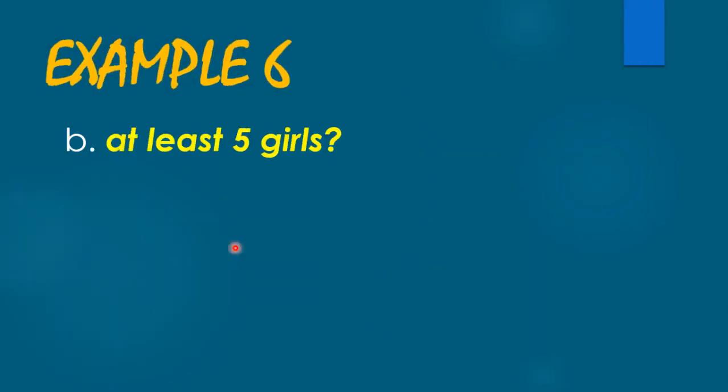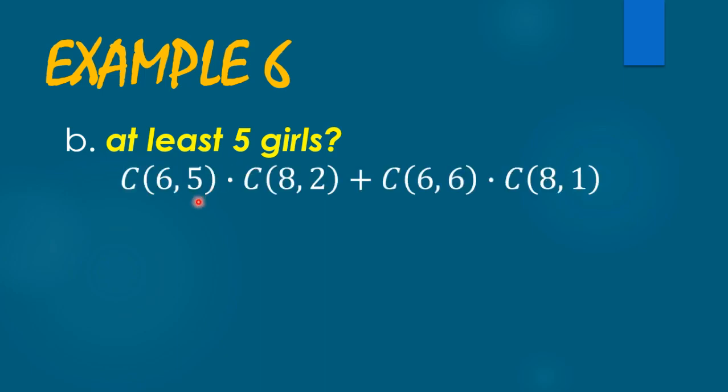Next condition, at least 5 girls. When we talk about at least, it means greater than or equal to. So it could be 5 and any number higher than 5. But since the total number of girls is only 6, it could be 5 or 6. So we have to take 5 girls out of 6 girls. And since we have 7 committee members, if we select 5 girls, there will be 2 boys.